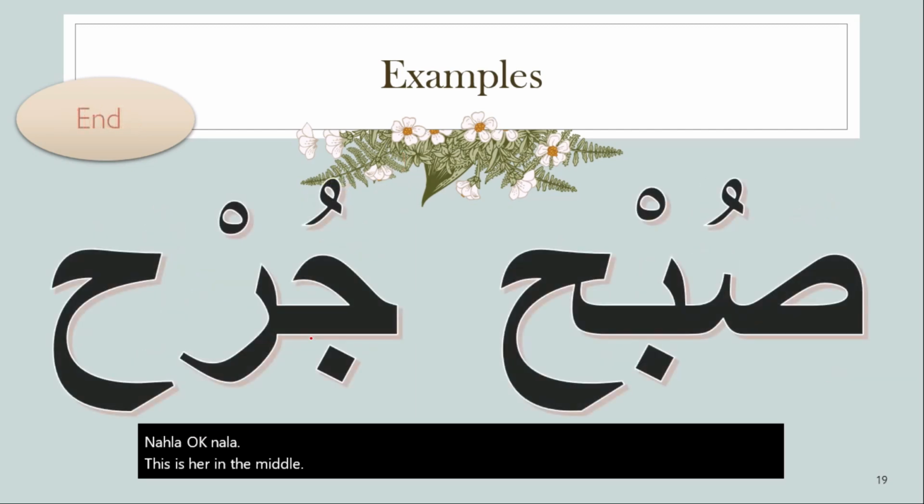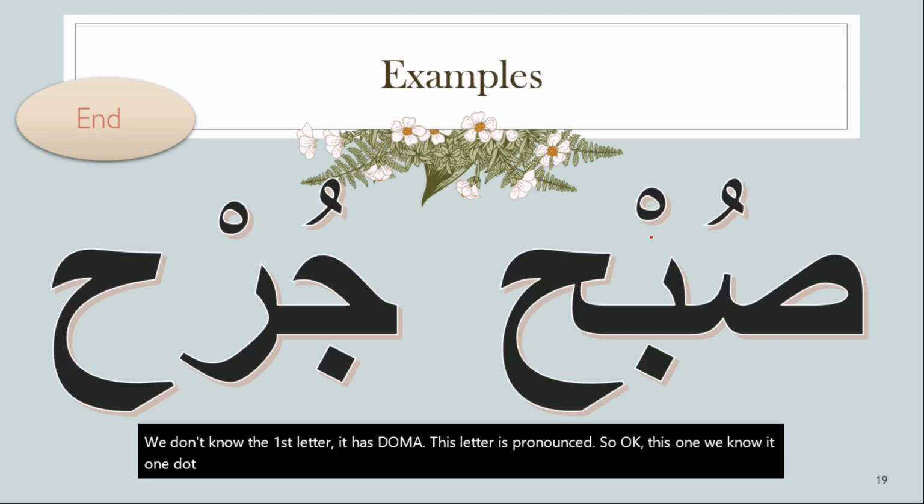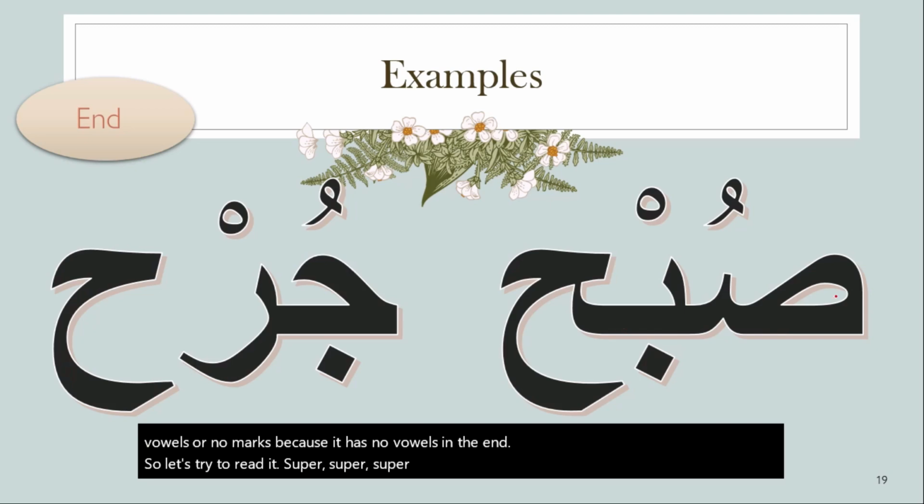Let's see the one at the end. We don't know the first letter. It has dhamma. This letter is pronounced like so. This one we know: one dot below, this is ba. It has sukoon, so no vowels. And then the ha. It's a noun, so no vowels or marks at the end. Let's try to read it. صبح, صبح. صبح means morning in Arabic.